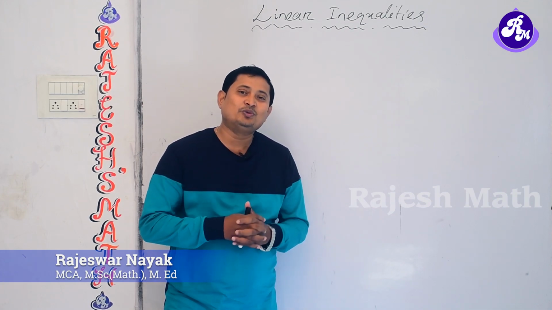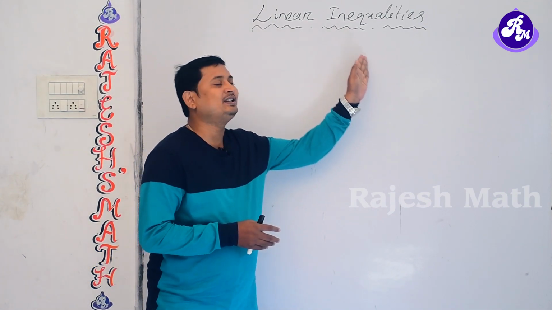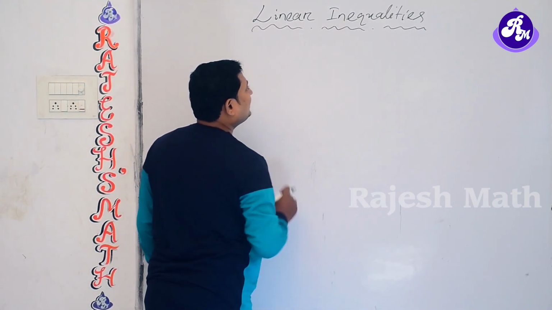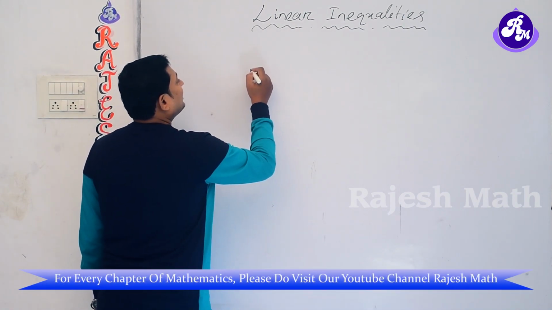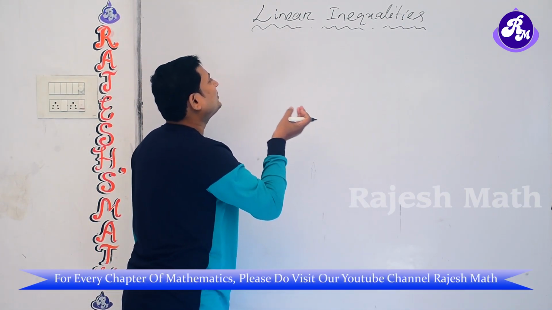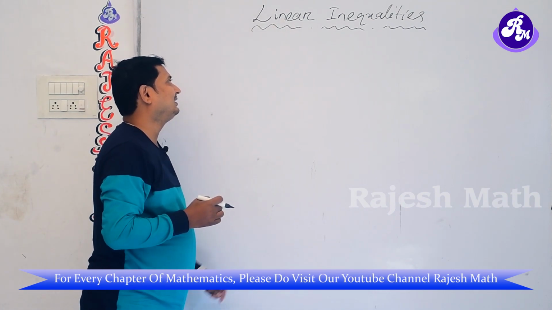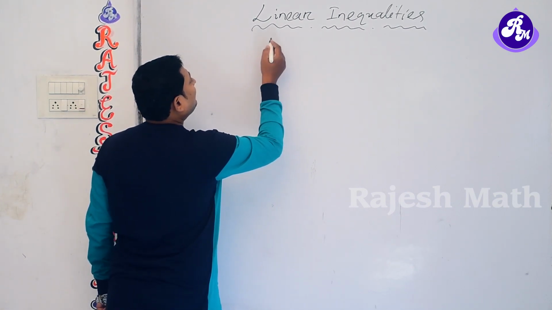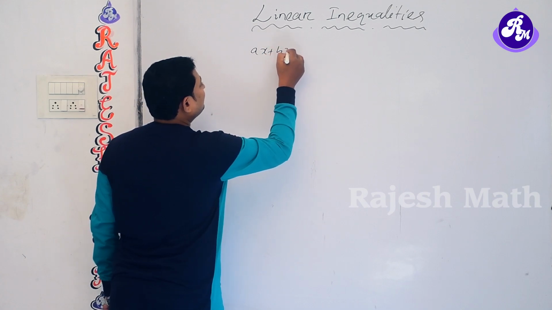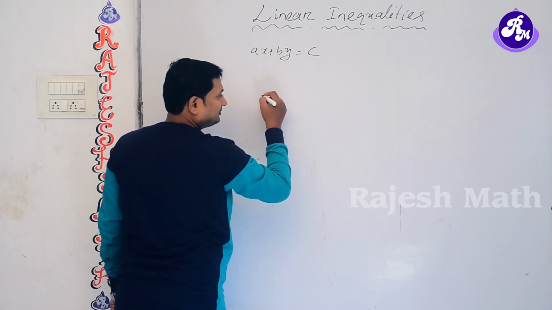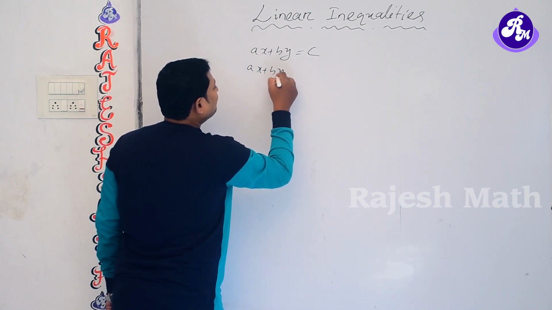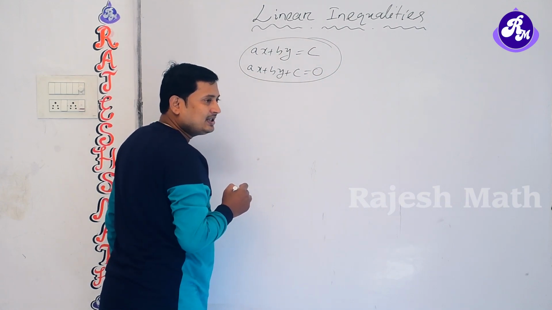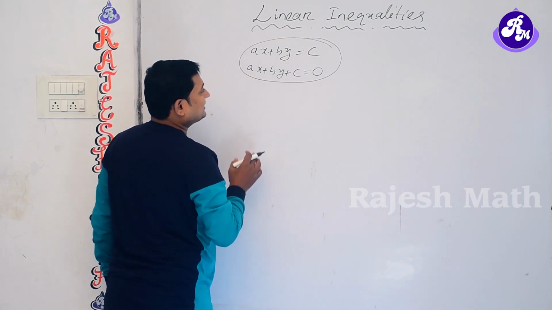Students, in this video we will discuss the concept of linear inequalities. Linear inequalities: what is actually linear and what is actually inequalities? Linear means if an expression or an equation contains only degree 1, that is called linear. If the expression contains only first degree, that is ax + by = c, or ax + by + c = 0, that is called a linear equation in two variables x and y.